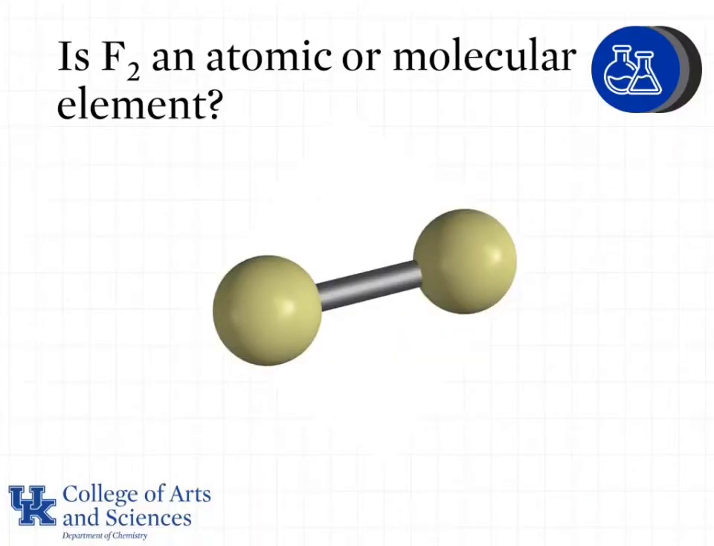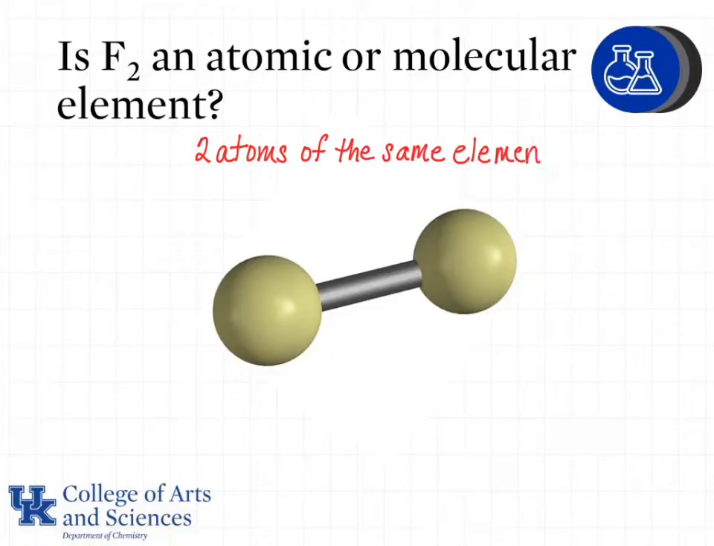Let's look at an example of fluorine. So is F2 an atomic or molecular element? In this case, we have two atoms of the same type, so two fluorine atoms. Therefore, this represents a molecular element because they are connected to one another.